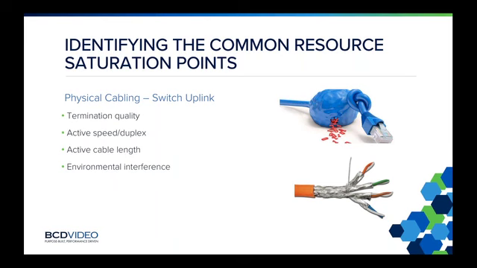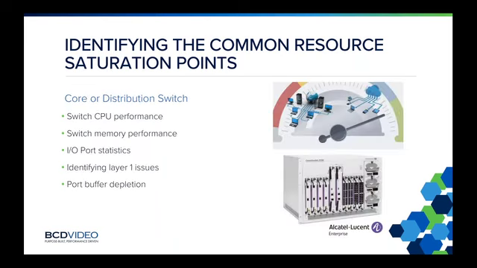From the edge switch, you either have a distribution or you'll move into the core switch assessment. Now, the assessment that we do on an edge switch versus a core switch, for the most part, is going to be very, very similar. The most critical resource that we want to look at is going to be CPU, IO statistics, and looking for layer 1 issues and port buffer depletion. But you also could have layer 3 routing and other things that would happen at a core switch that could be assessed on it and may need to be looked at.